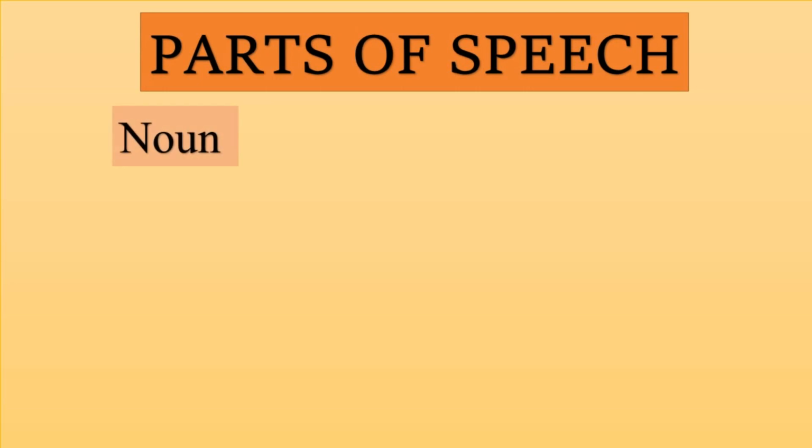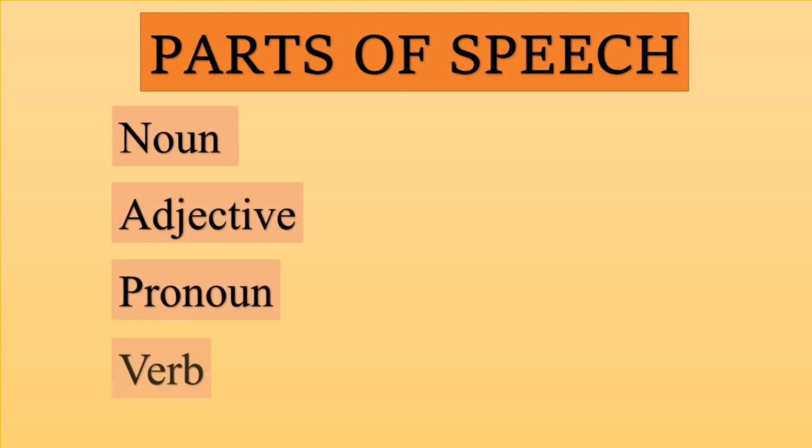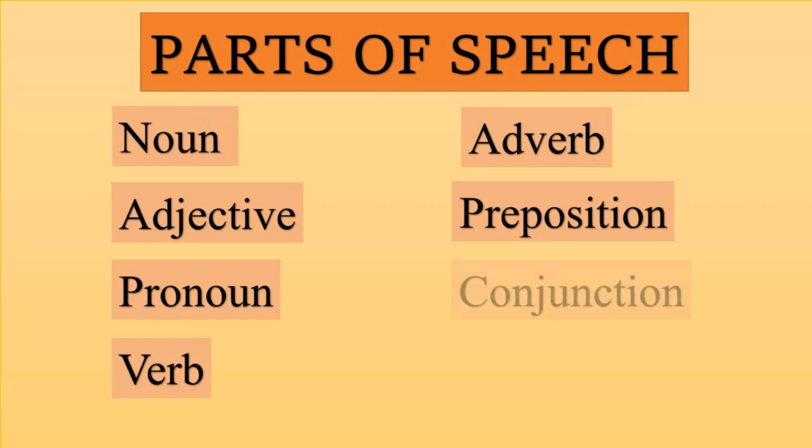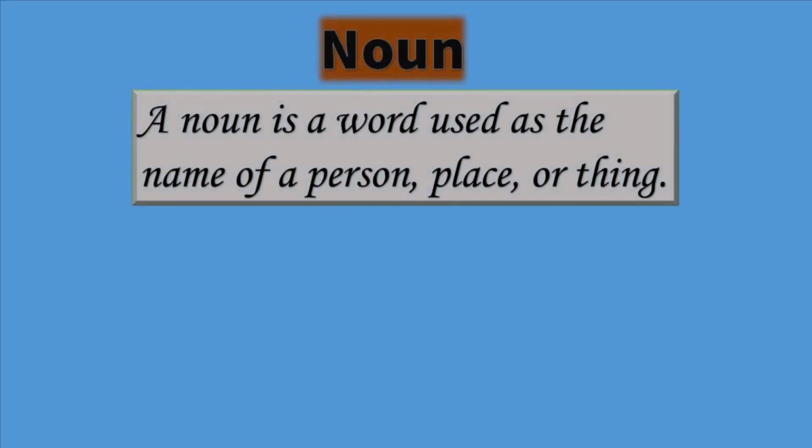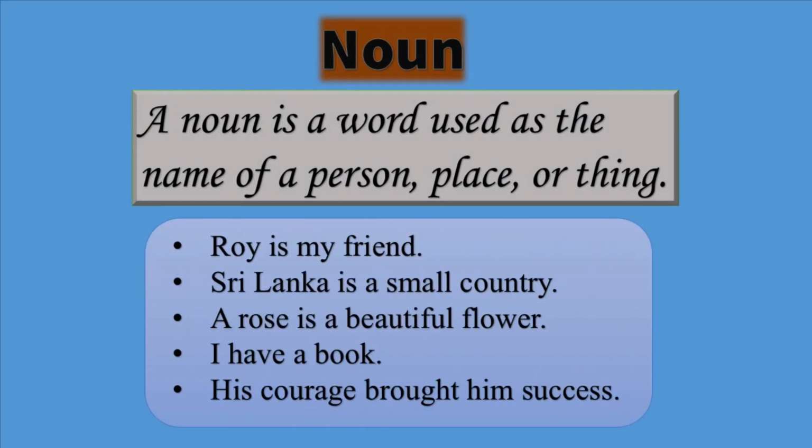Parts of speech: noun, adjective, pronoun, verb, adverb, preposition, conjunction, interjection. Noun. A noun is a word used as the name of a person, place, or thing. Example sentences: Roy is my friend. Sri Lanka is a small country. A rose is a beautiful flower. I have a book. His courage brought him success. In these sentences, the underlined words are the nouns.